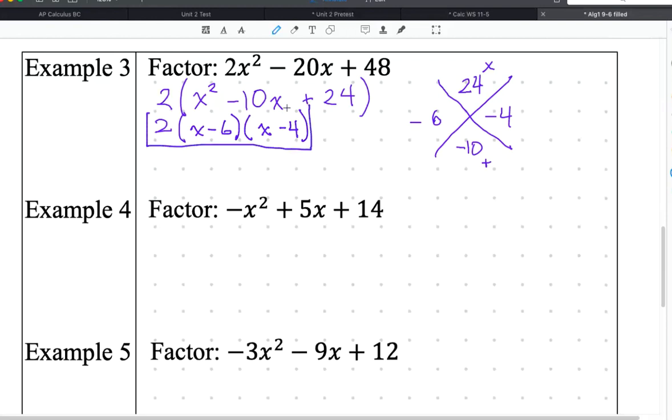Why wouldn't you put the 2 in front of the x minus 4 as well? So remember, everything is being multiplied together. So saying 2 is being multiplied by this first, or 2 is multiplied by that first, it doesn't matter. I could have rewritten this as x minus 6 times 2 times x minus 4. It doesn't matter the order in which things are multiplied, but they're all squished together.